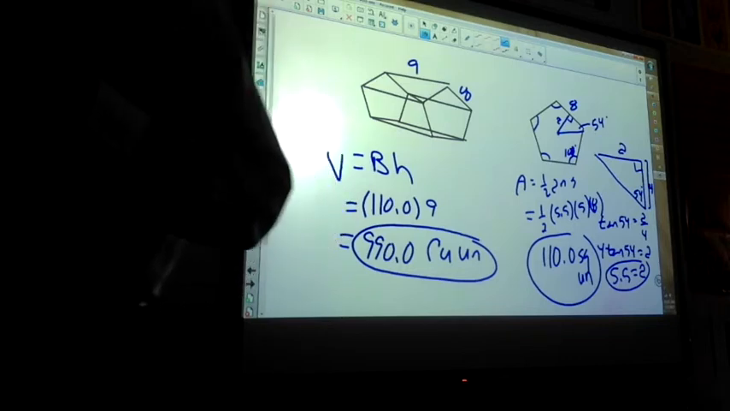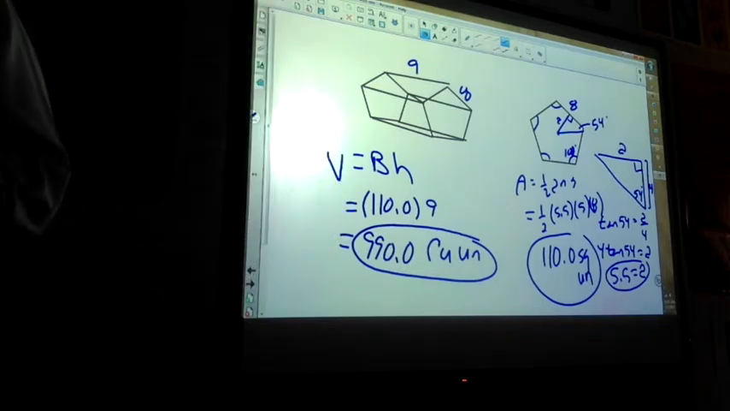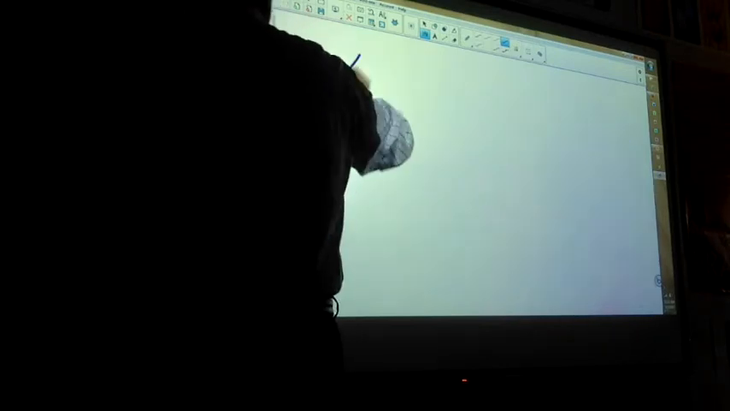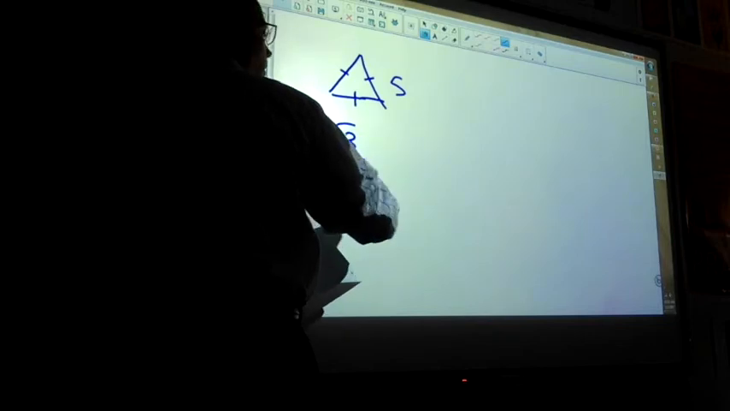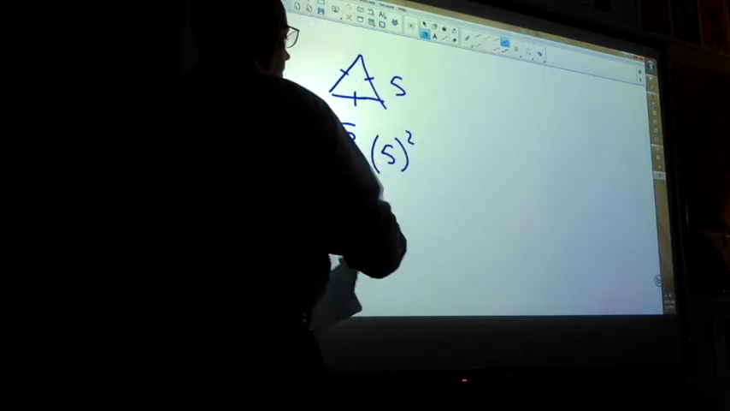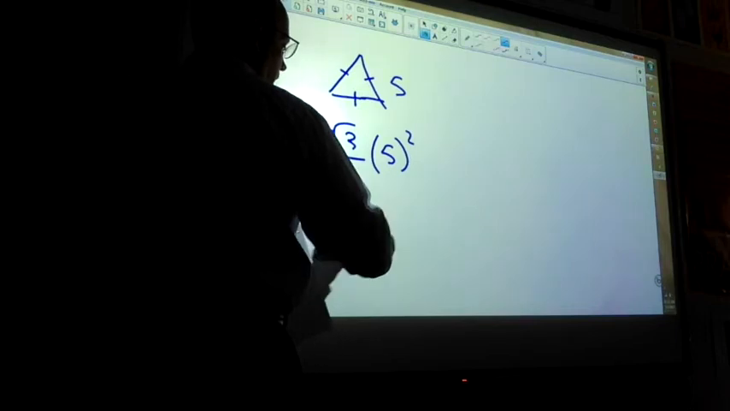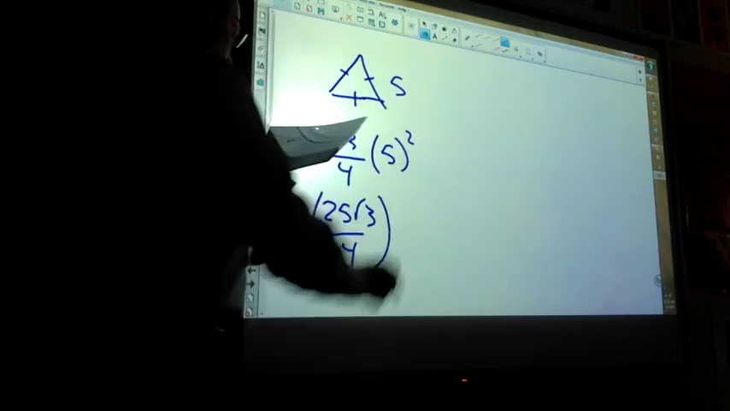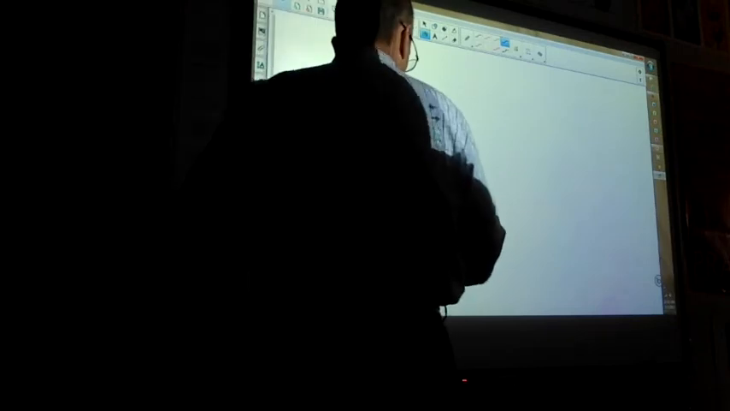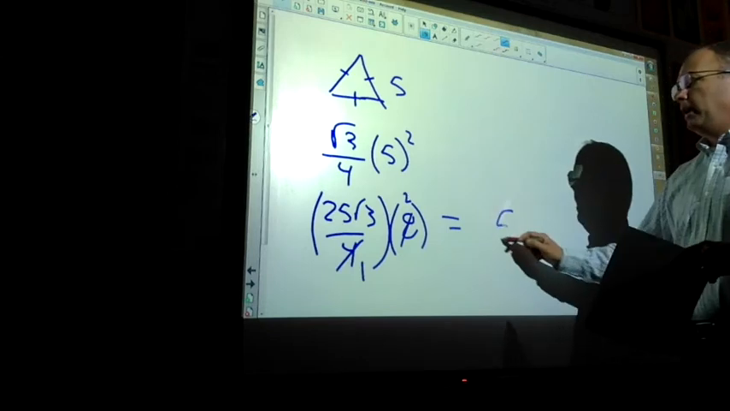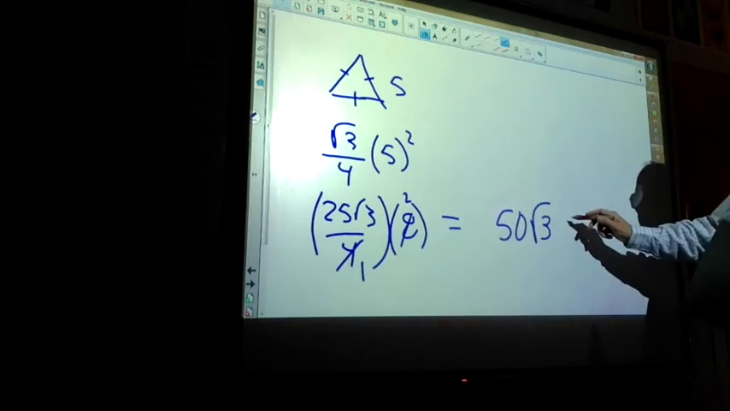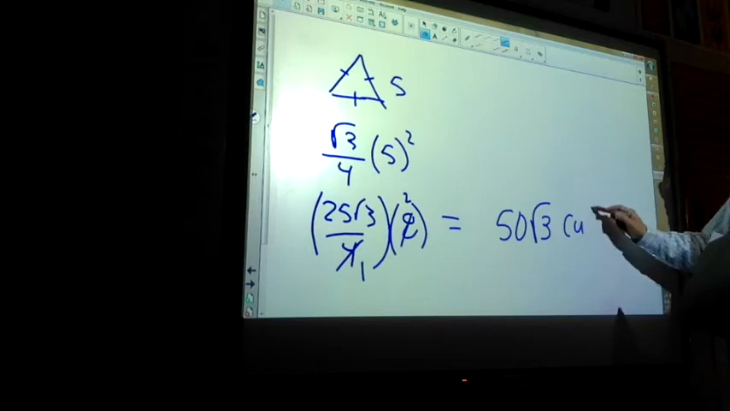All right, find the volume of the triangle. We had already done that yesterday. If you were to find the area of this triangle with side 10, what's the equation? Square root 3 over 4 times side squared, right? So that's going to be 25 root 3 times 4. That's the area of the base times 8. So I wind up with a volume of 50 root 3 cubic units.